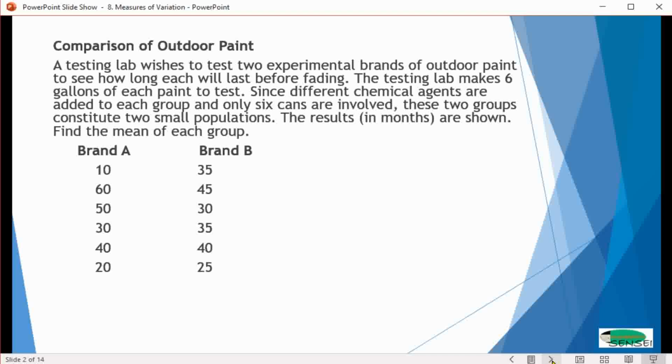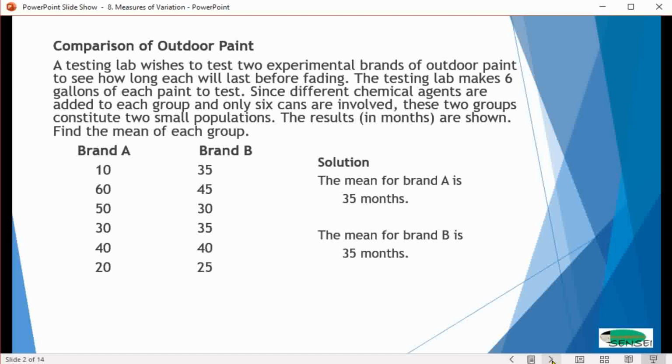Notice the context of the example here is that we're going to compare two brands of paint, the longevity of these paints. We have brand A and brand B, and each brand will use 6 samples. Usually when we're asked to compare, our immediate response to these types of questions is to compute for the mean. Should we compute for the mean, we are going to have the following mean for the two. And notice, both have the same mean, which is 35.